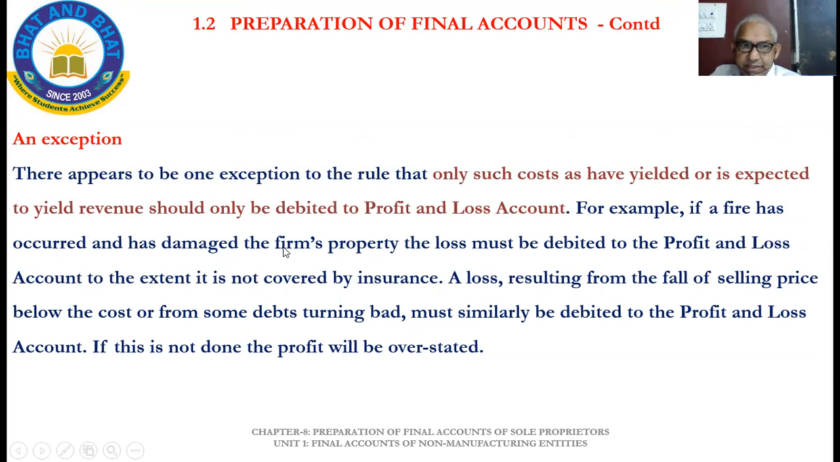Right? That will be accounted in the profit and loss account. Though the loss is 1 lakh, as the insurance claim of 80,000 is received, only 20,000 is the actual loss. That will be debited in the profit and loss account. That is the meaning of exceptions. 1 lakh will not be accounted, only 20,000 will be accounted.